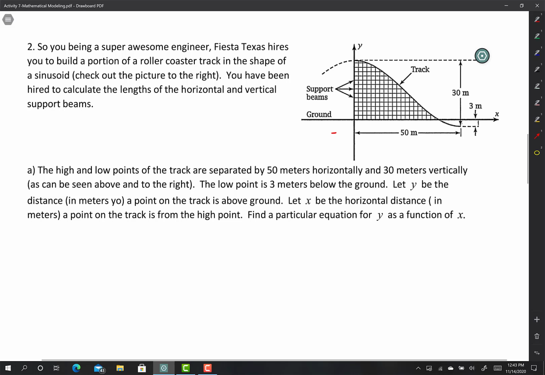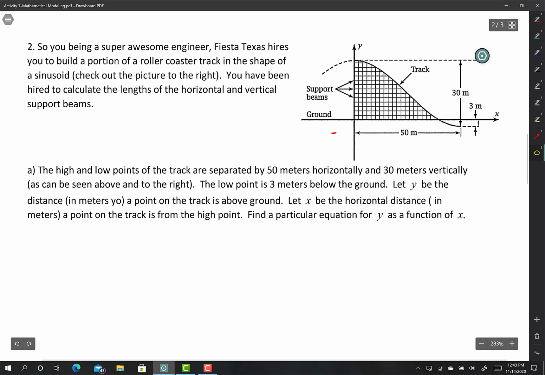Let's just get started. So you being a super awesome engineer, if the Texas hires you to build a portion of a roller coaster track in the shape of a sinusoid, check out the picture to the right. You have been hired to calculate the length of the horizontal and vertical support beams. Okay, that's cool. The high and low points of the track are separated by 50 meters horizontally and 30 meters vertically, and you can see that separation with the little arrows here.